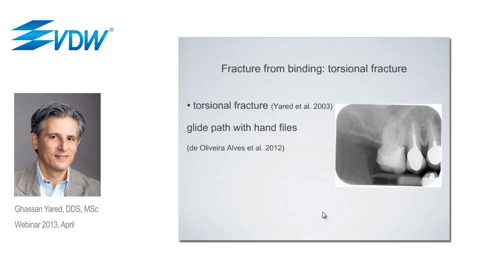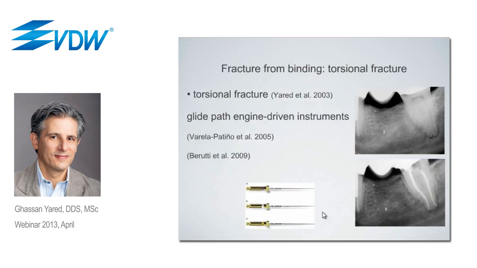A glide path isn't created only because we want a minimum enlargement in a curved canal, but it is also important for rotary instruments when the canals are very calcified. The glide path can also be created with engine-driven instruments, like the path files from Dentsply. I don't know if you are familiar with them. There are 3 path files, and these are very good instruments to create a glide path.